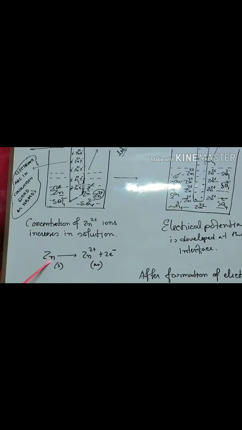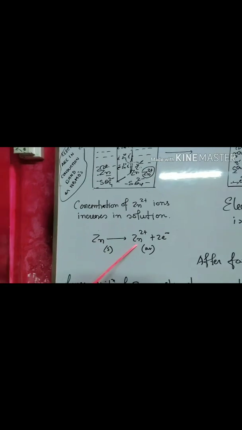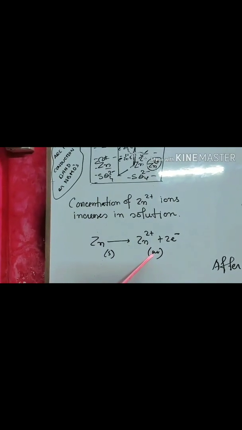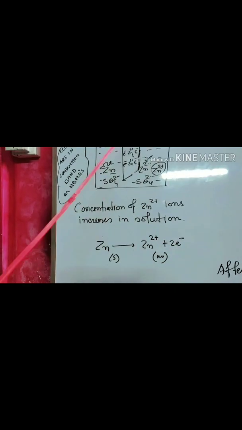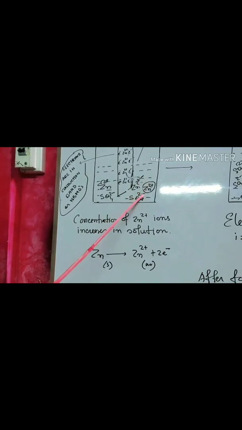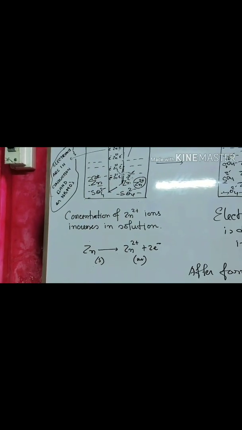And the reaction is that zinc solid is converted into zinc 2+ ions and migrates towards the aqueous solution, and whatever electrons are left are present at the electrode. And the concentration of zinc 2+ ions increases at the electrode with respect to what? Sulfate ions.